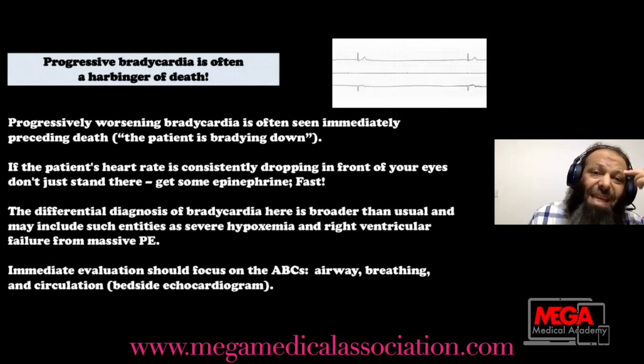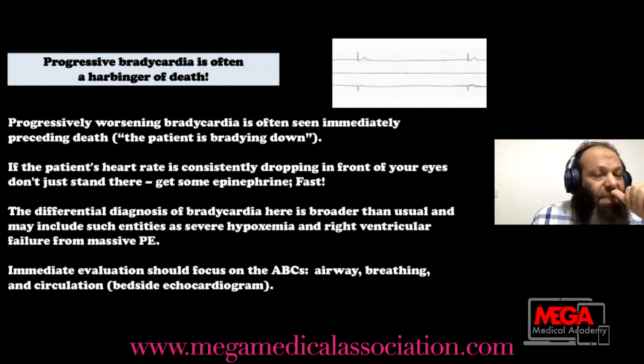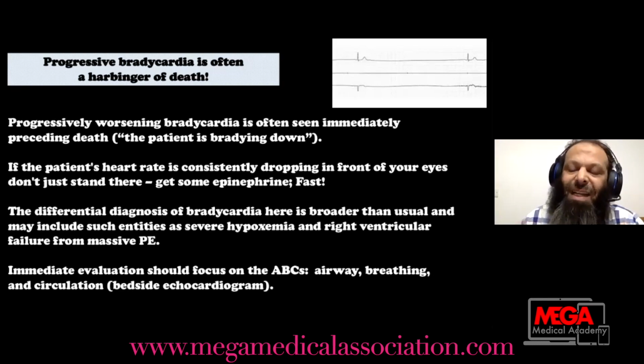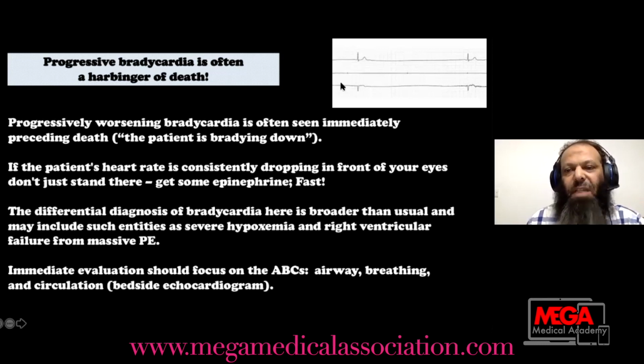So for severe bradycardia, or let's say progressive bradycardia, sometimes it's a harbinger of death. What does it mean? It's a red flag; we call it peri-arrest bradycardia. For example, here in this tracing, I have a patient who was having chest pain, then started to be diaphoretic and hypotensive. Then one of the residents started to give him some atropine. Then despite the atropine, the patient continued to have this severe peri-arrest bradycardia.